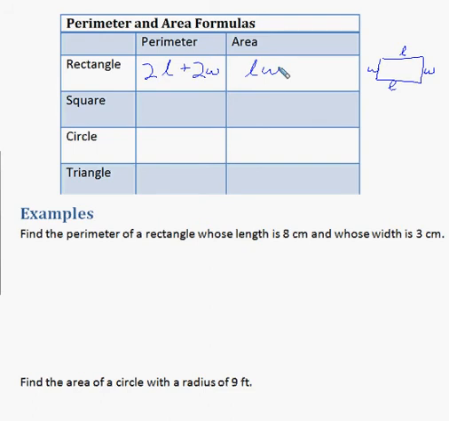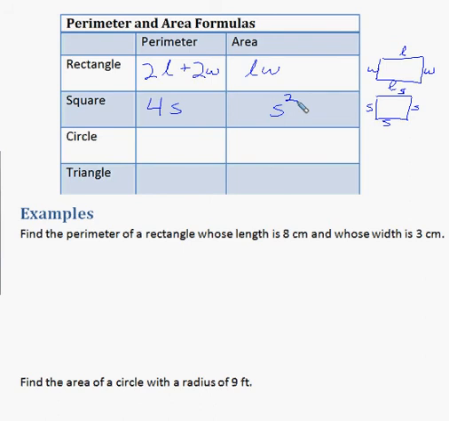A square really is a type of rectangle, but in a square, all the sides are the same length. So we might put S for all of those, and if we add all those up, we get S plus S plus S plus S. Well, that's 4S for the perimeter. And for the area, we do S times S, which is just S squared.